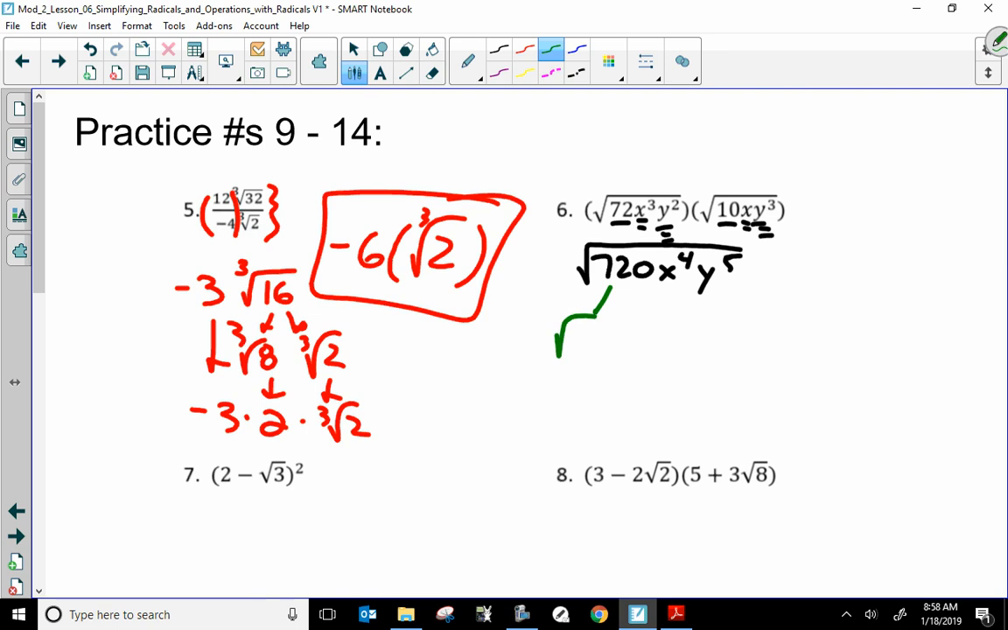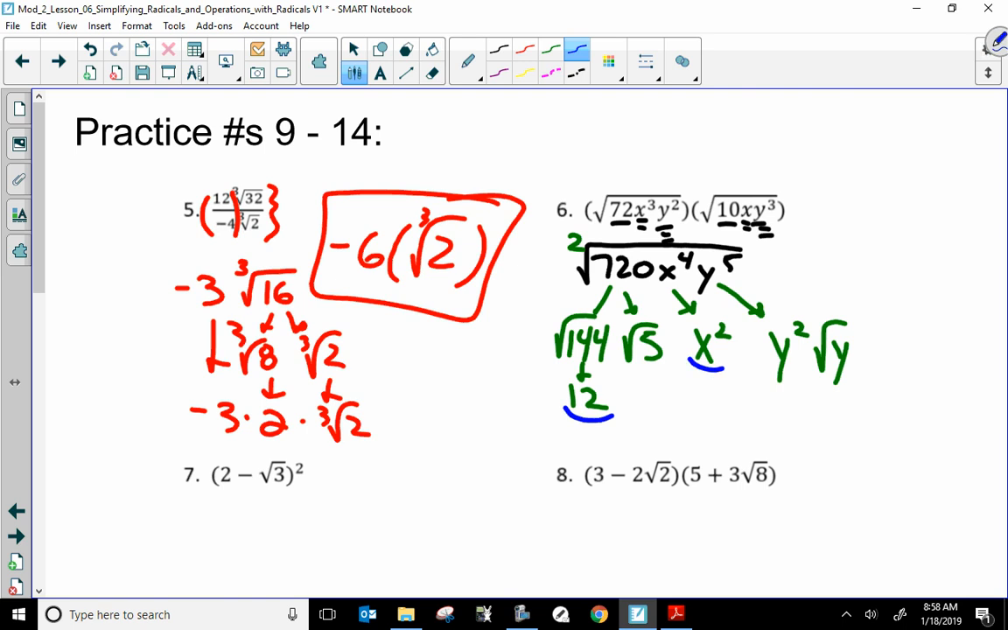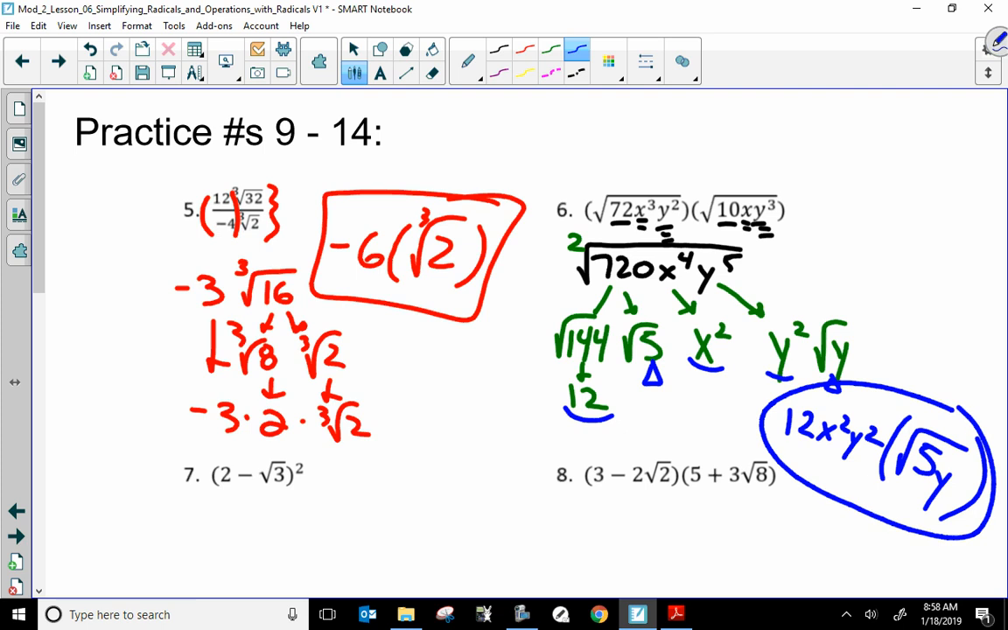So, square root of 144 times the square root of 5. Okay, if I divide these out, I get 2 x's, and I get 2 y's with a remainder of 1 y. Okay, this ends up being 12. So what is outside? 12 x squared y squared. Okay, and what is still under my radical? 5y. Oh my goodness gracious. There you go.